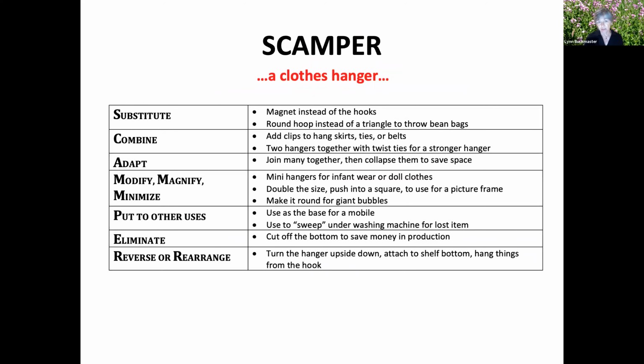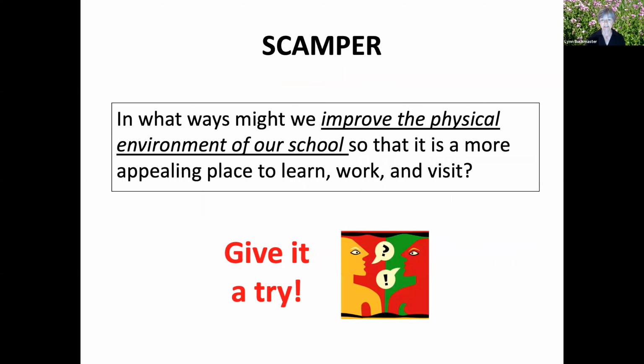Here's an example: how can we SCAMPER a clothes hanger to come up with a way to improve it? For substitute, put a round hoop instead of a triangle to throw beanbags through. Combine two hangers together with twist ties for a stronger hanger. For magnify, double the size, push it into a square, use it for a picture frame. Eliminate, cut the bottom off to save money in production, and so on. So it's just a way to generate lots of ideas.